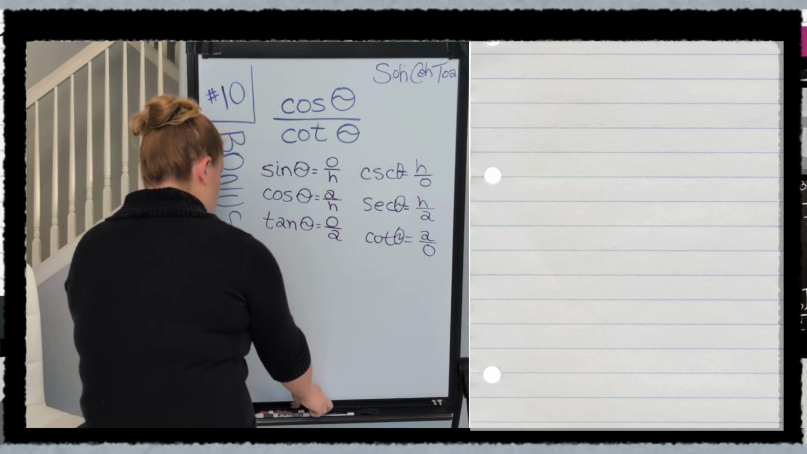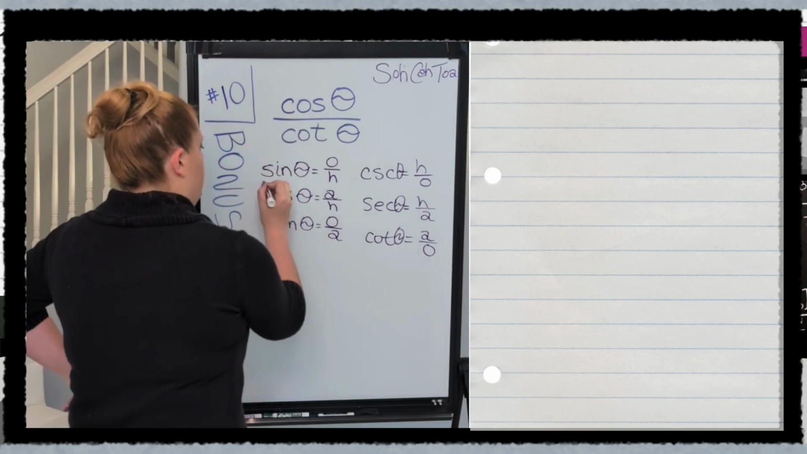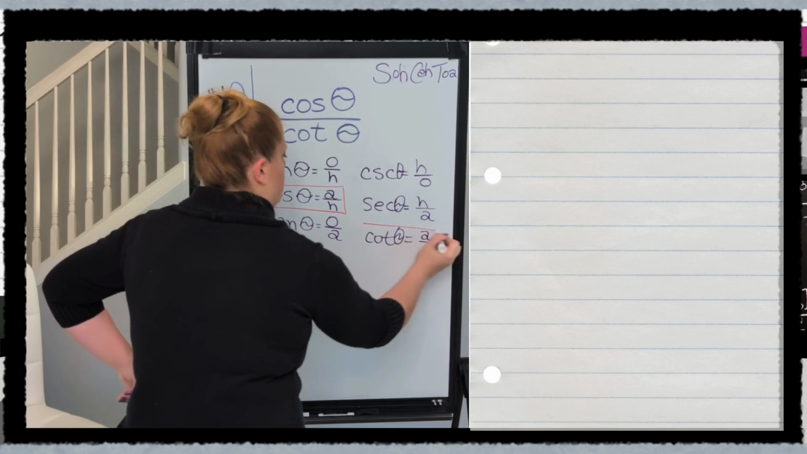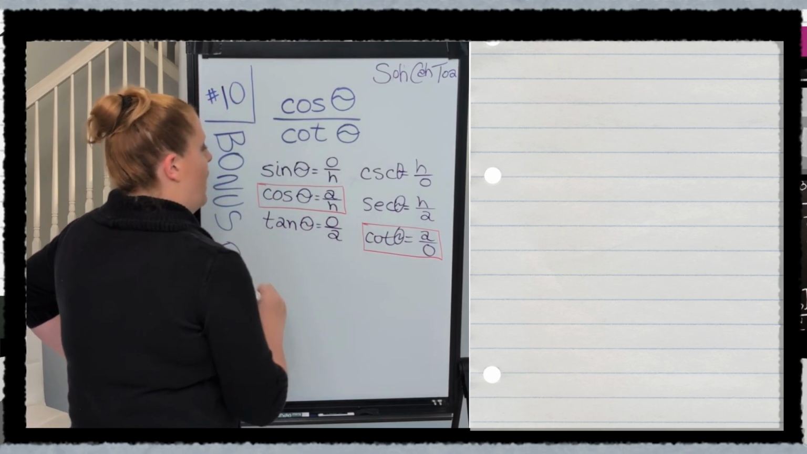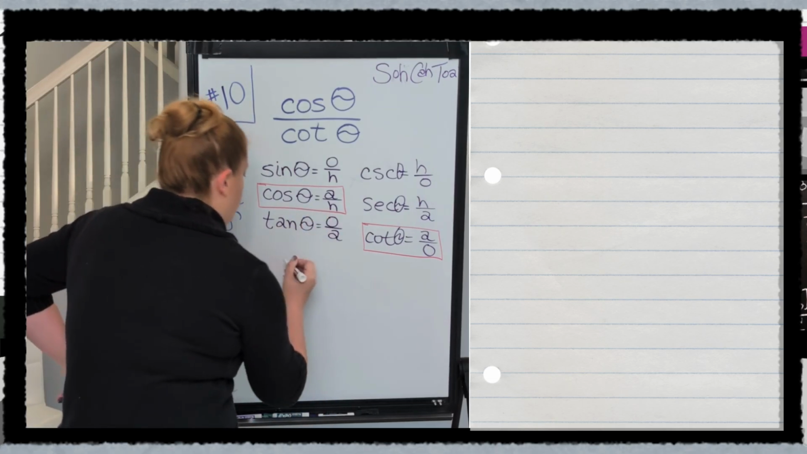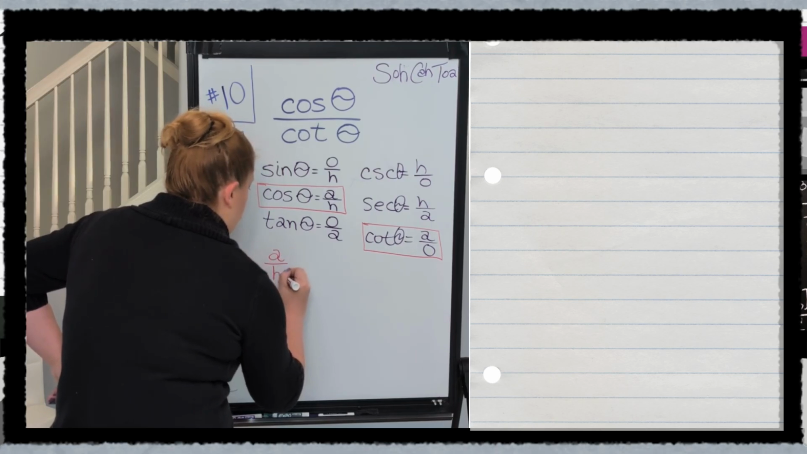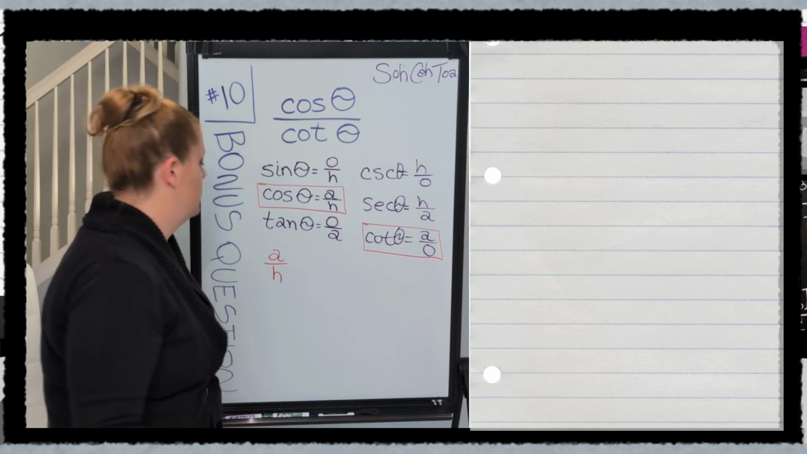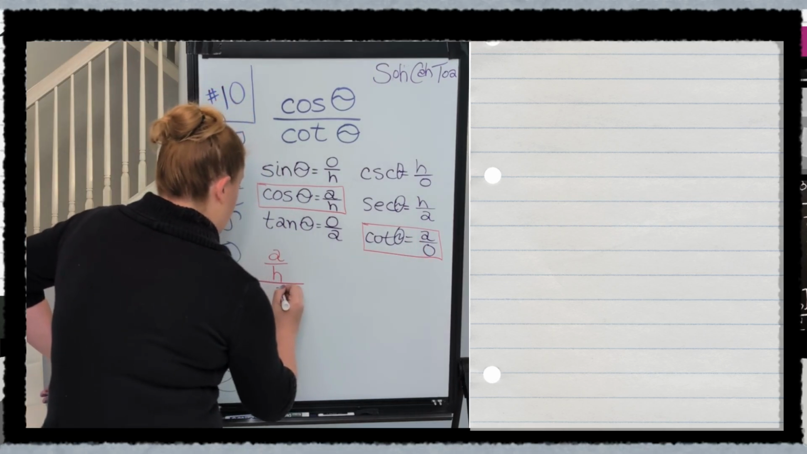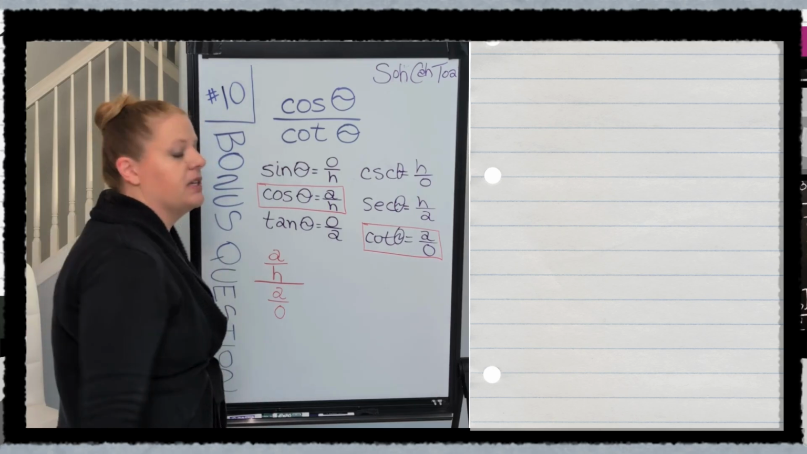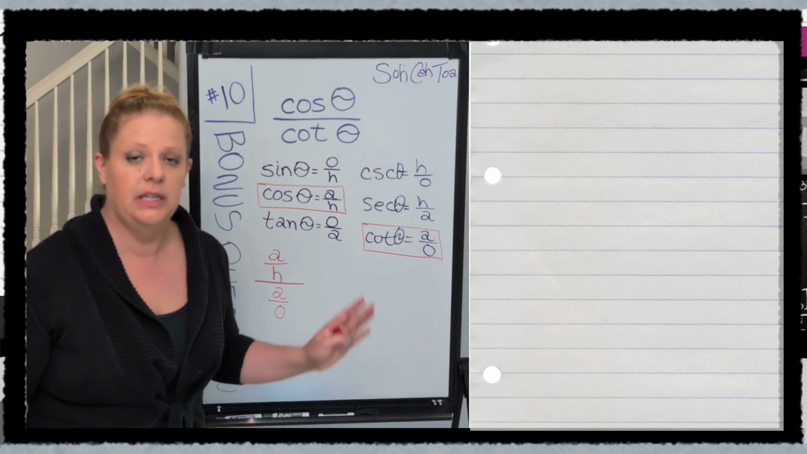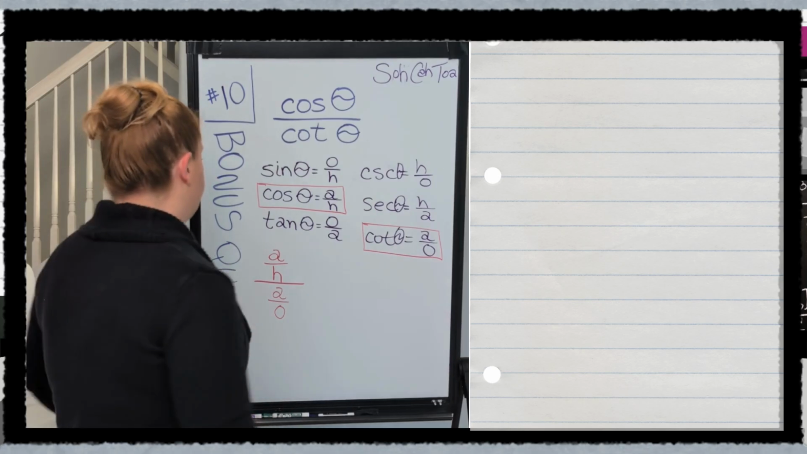Now, the two that we are working with on this problem, cosine, right here, and cotangent, right here. We want to divide cosine by cotangent. Well, cosine is A over H. That's just its definition. It's adjacent over hypotenuse. Divided by cotangent, A over O. It's adjacent over opposite. We don't have a specific triangle. We're just talking generally. Any right triangle, this is true.